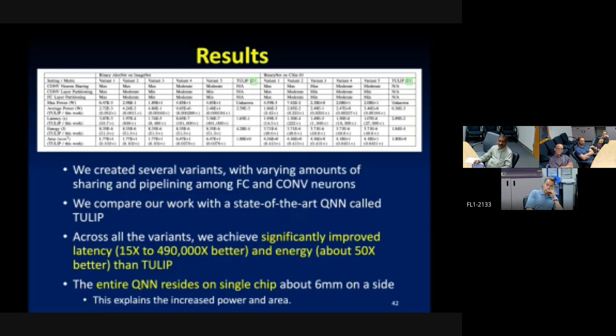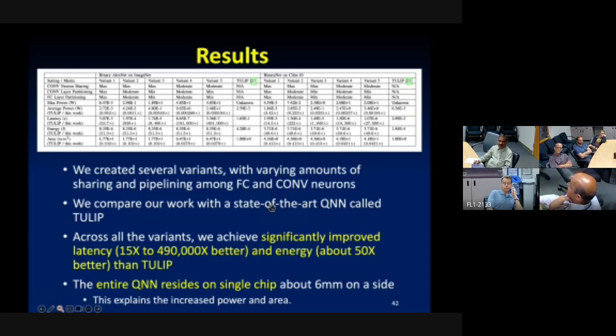Now, when we do that and we compare it with a state-of-the-art QNN that was published recently, what we see is that despite all these changes, our latencies are from 15,000 to like 450,000 times, almost 500,000 times better than the existing approaches. The problem with the existing approaches is they're not that dense.